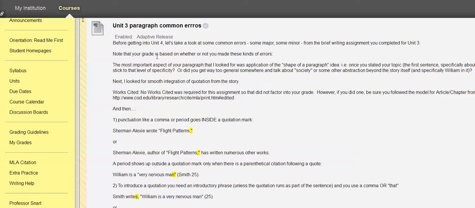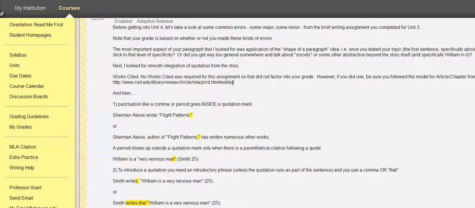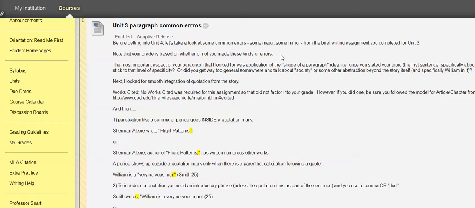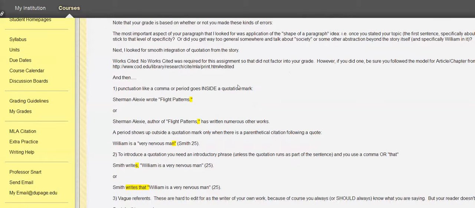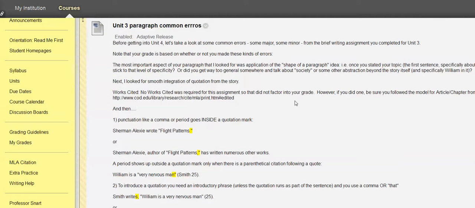So one of the things that happens is once you've submitted your Unit 3, this material will open up for you, which is a review of common errors that I see showing up. I don't give a ton of feedback on each and every little thing that might have happened in your particular paragraph, but you can certainly look for some of these common errors.